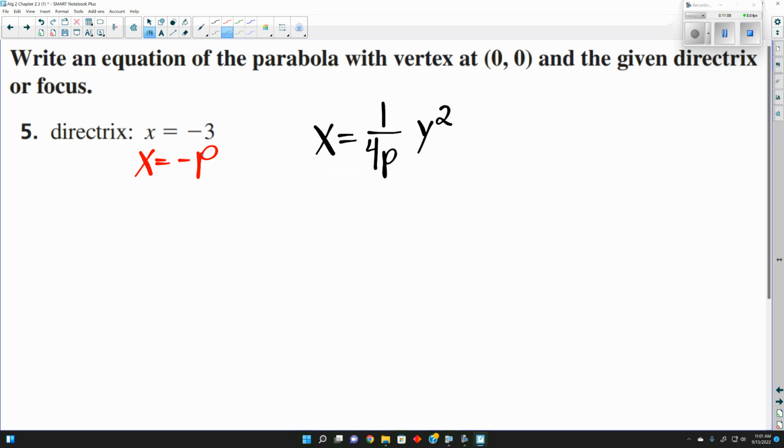So what's the value of p going to be for this one here? Well, what are we saying with this? That -p is -3, so p is +3. If -p is equal to -3, well then positive p has to equal +3.